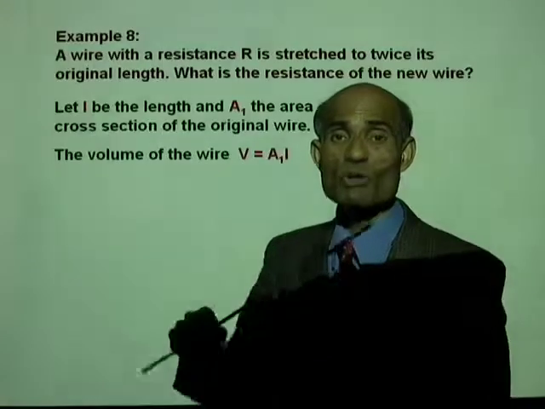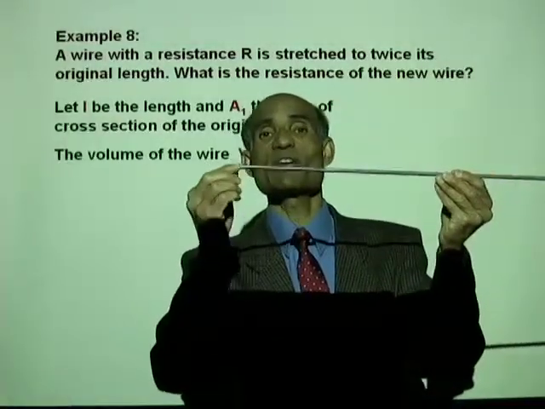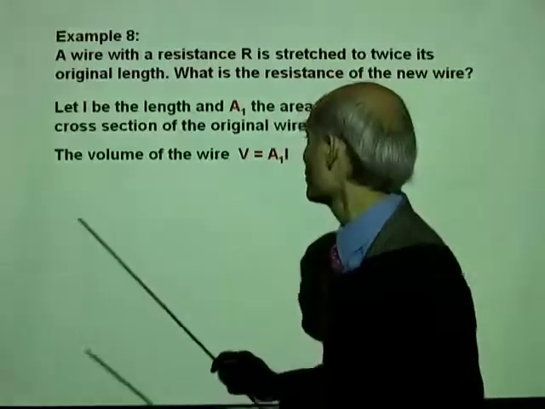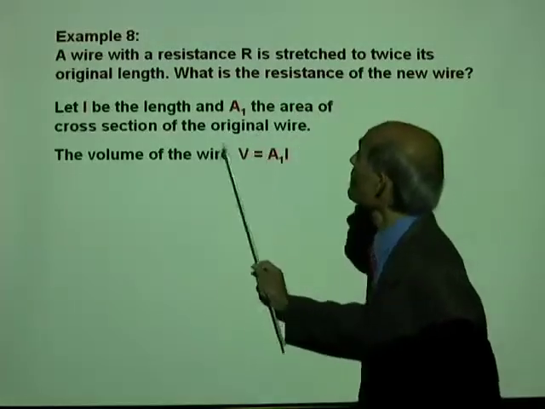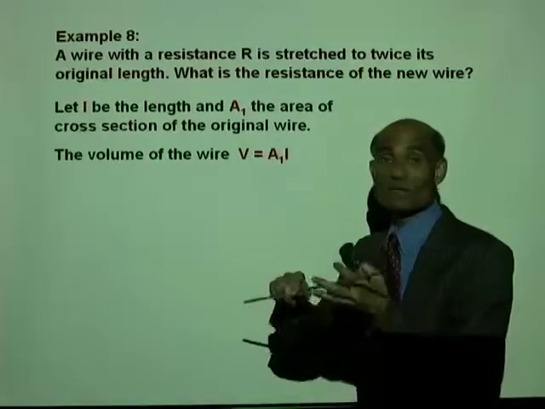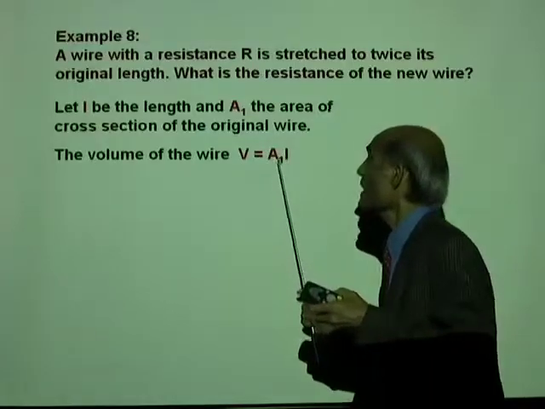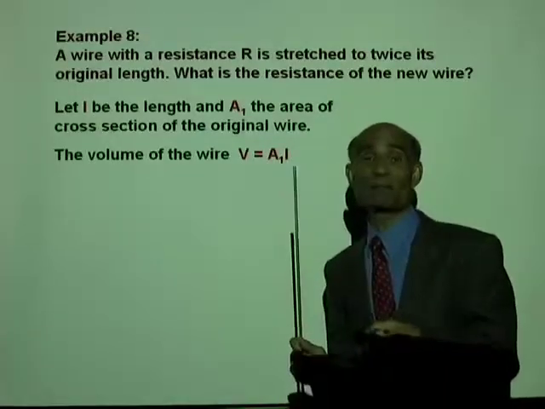How do you find the volume of the wire? Volume will be length multiplied by the area of cross section. So the volume, not the area. The volume of the wire will be length multiplied by the area of cross section, A1 times L.